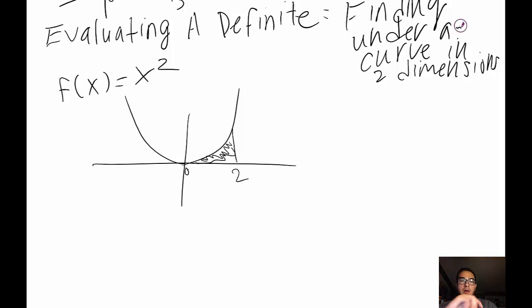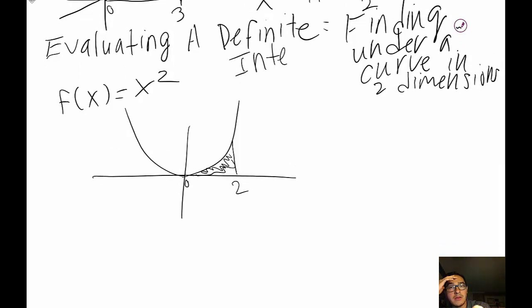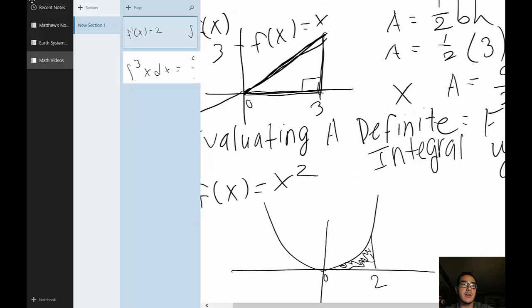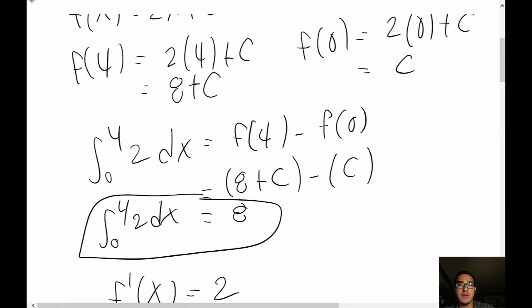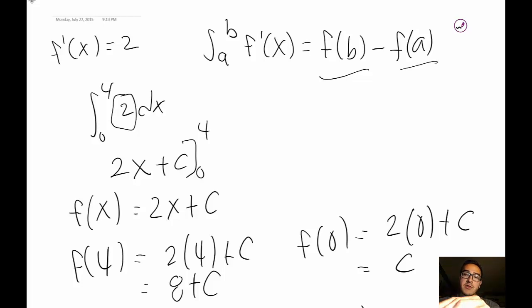So just understand that when you evaluate a definite integral, you're taking the antiderivative of that function and you're evaluating it at b, and you're evaluating at a, and you're taking the antiderivative that you evaluated at b and subtracting from it the antiderivative that you evaluated at a. So I hope this makes sense.